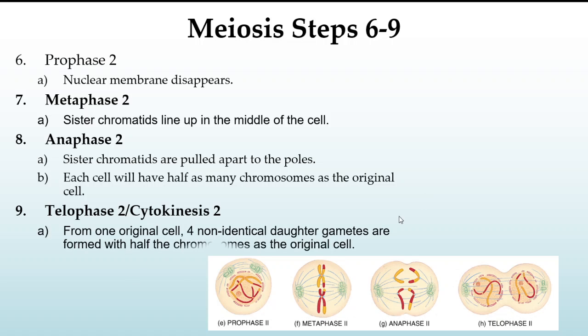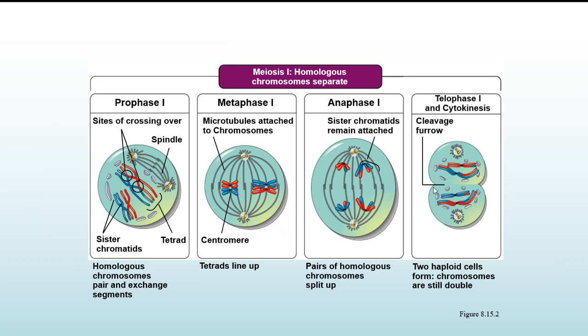So in meiosis, in the end, from one original cell we will end up with 4 non-identical daughter gametes formed with half the chromosomes. So we will not get identical cells. They will all look different, and we will actually get 4 of them, okay? So here's a little picture of what happens. We have prophase 1. We have our crossing over. Things start lining up. They get separated, and then we get telophase and cytokinesis, where we get 2 cells, but we still have our sister chromatids together.